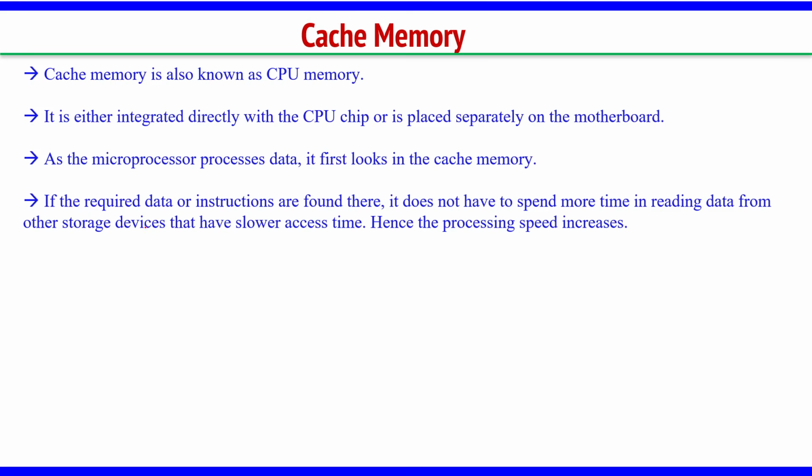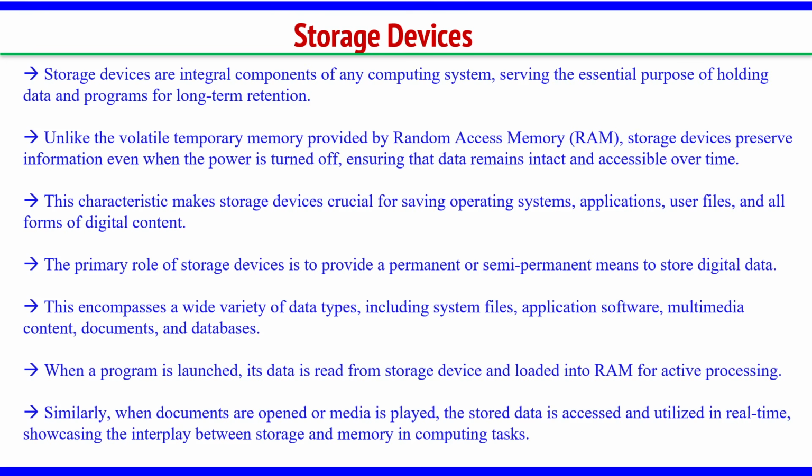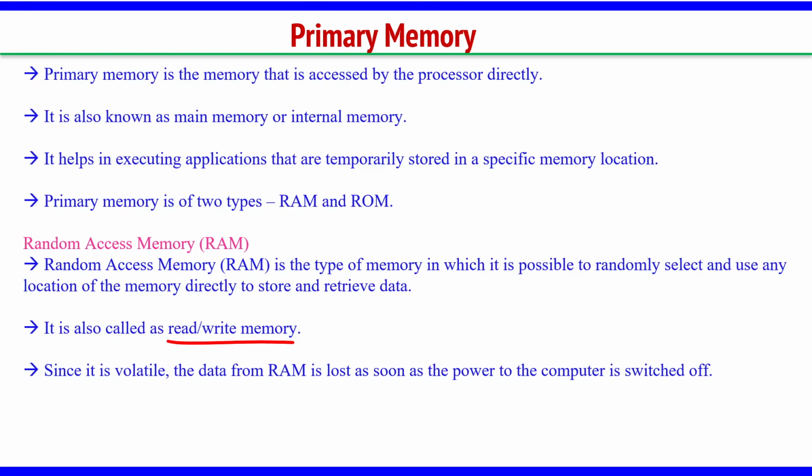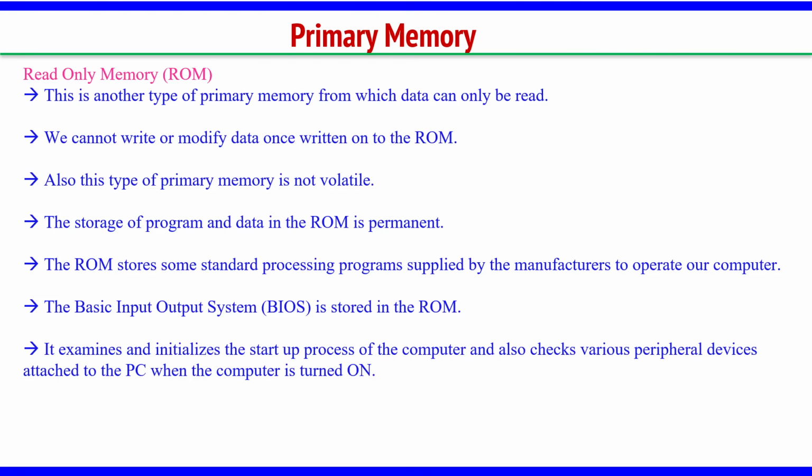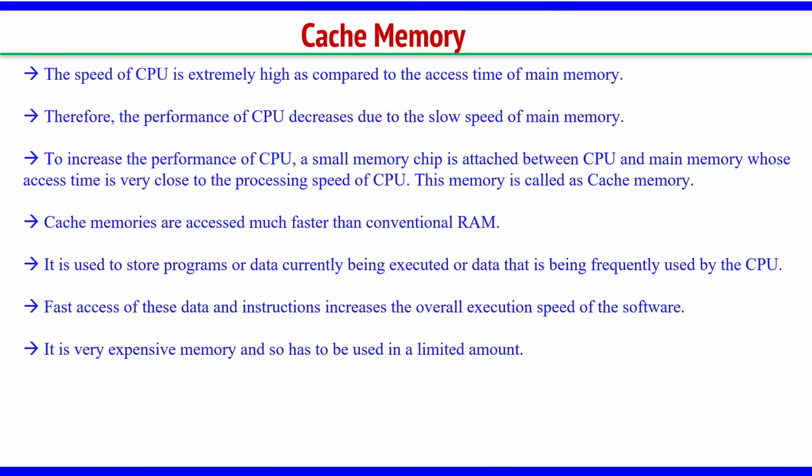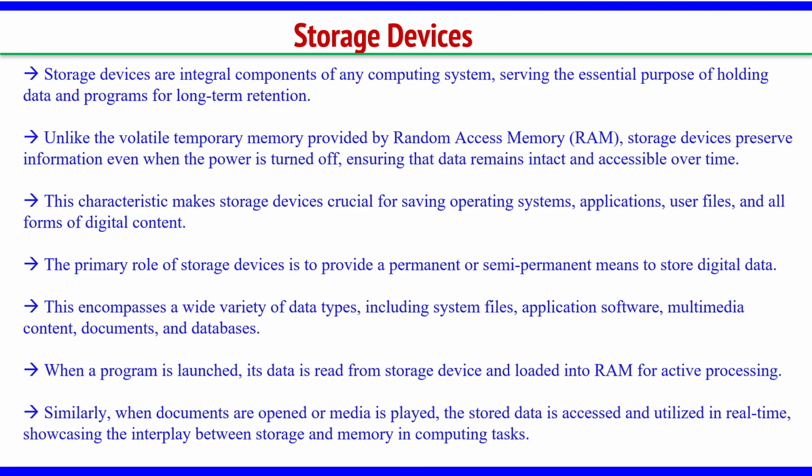If the required data or instructions are found, it does not have to spend more time reading data from the other storage devices. That's why cache memory is fast and the speed increases. Then that is about memory. We talked about three types of memory: one is RAM, second is ROM, and third is cache memory. And then we have storage devices.